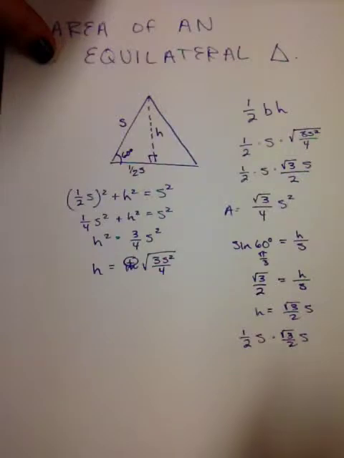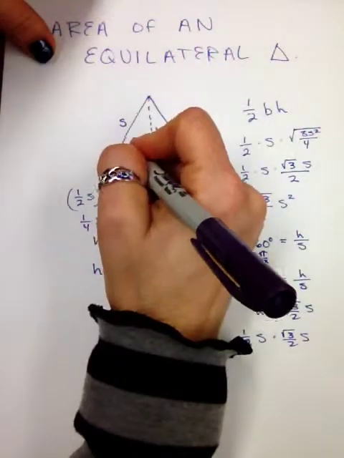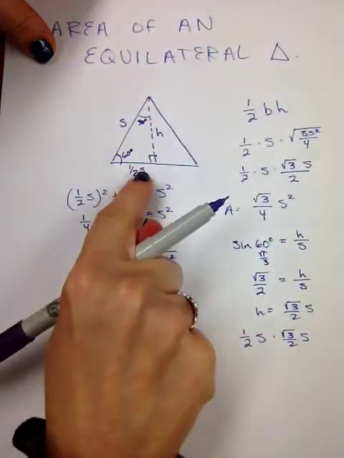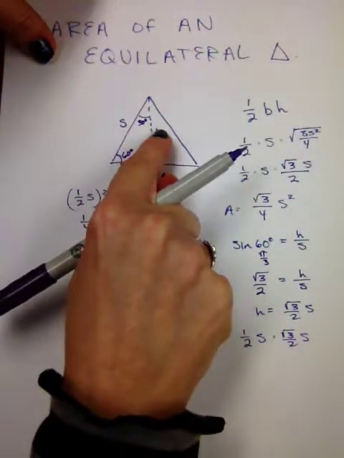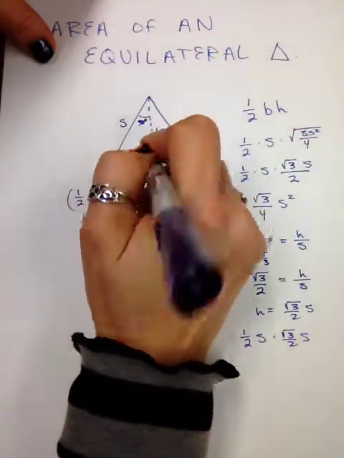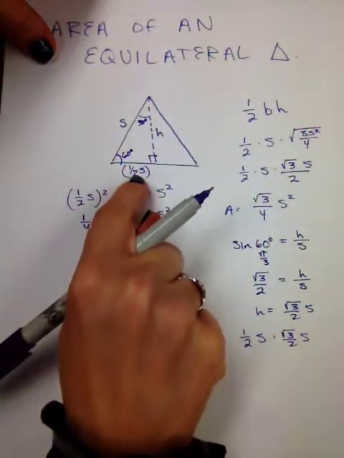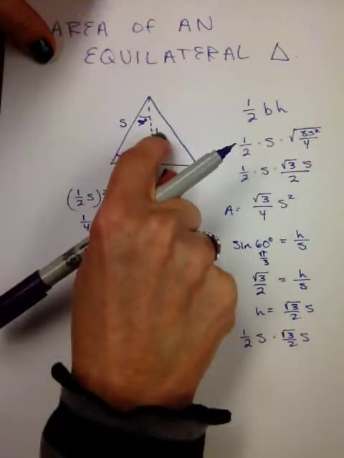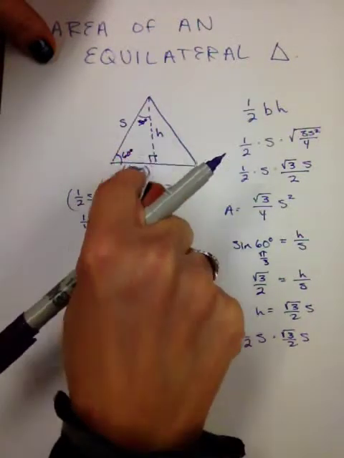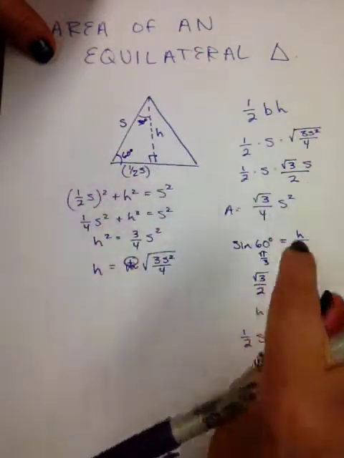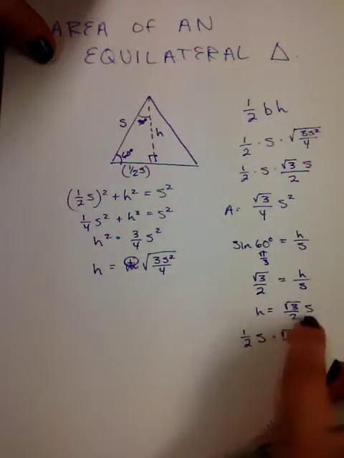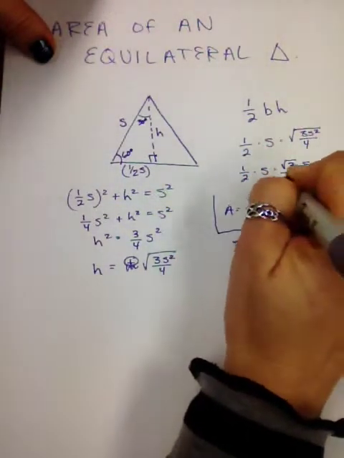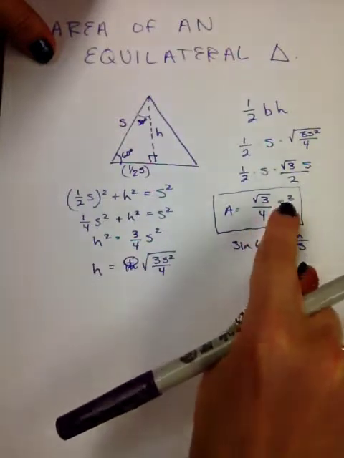Another way to do it is using 30, 60, 90 triangles. This is 60 degrees, this is 30 degrees. And if you look at it, the ratio is 1, 2, square root of 3. And this was my 1. That's 1/2 S. This is twice that. This is the square root of 3 times that. So my height is the square root of 3 times 1/2 S, which we also have right here. So any way you do it, the formula for an equilateral triangle comes out: area equals square root of 3 over 4 S squared.